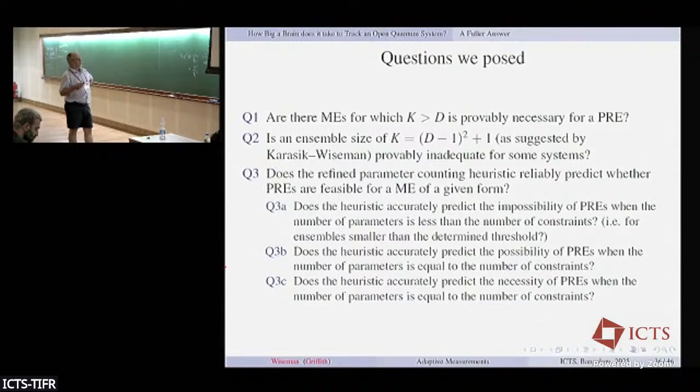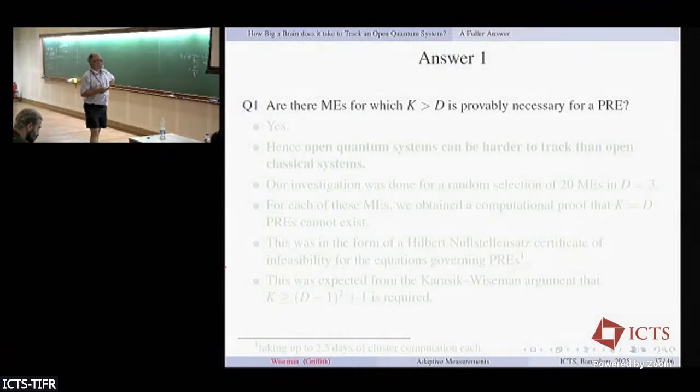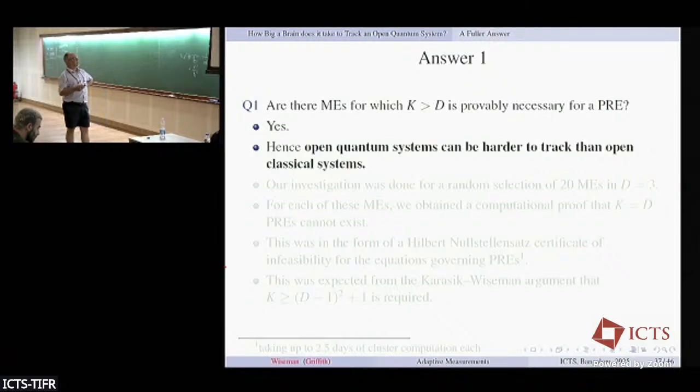We wanted to check our new theory against the old theory, and we wanted to check our new theory as much as possible. I won't go through all of these details, but maybe I will give the answer to this one, because that's the most important. We can say, yes, there are master equations for which we can prove that you need a brain bigger than the size of the system, so to speak, where the minimum number of states that the system could be jumping between is more than the dimension of the system. Another way you could put it is that open quantum systems are generically harder to track than open classical systems.